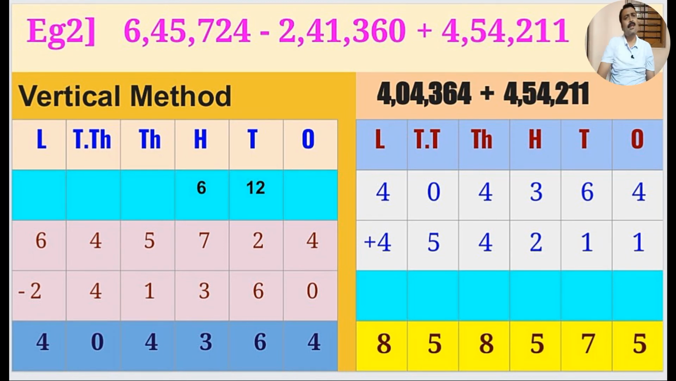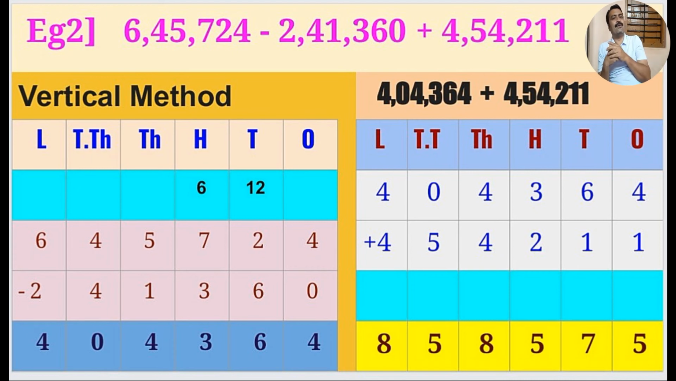4,04,364. So we write 4 in the ones column, 6 in the tens column, 3 in the hundreds column, 4 in the thousands column, 0 in the 10,000s column, and 4 in the lakh column. This is the proper vertical arrangement. We take the plus sign now.